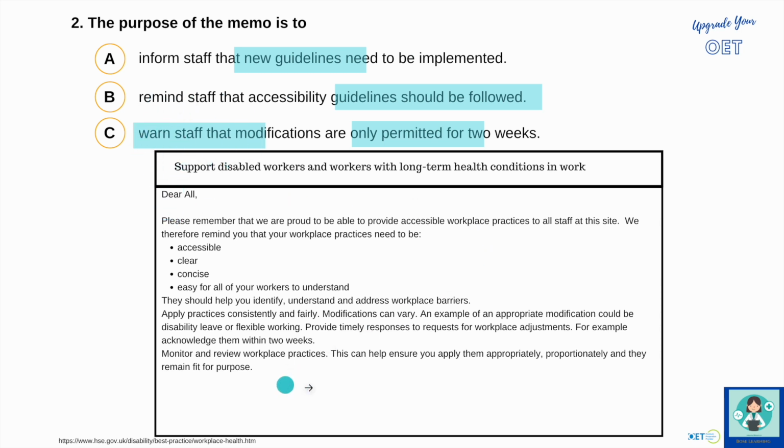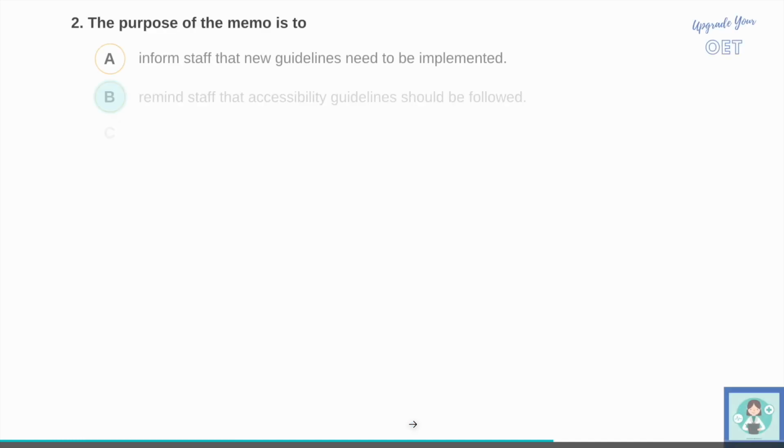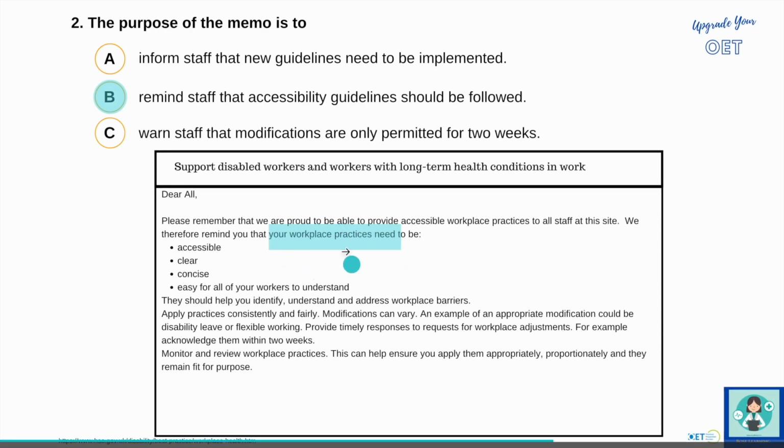So we read through it, and what we find is that it's here. Please remember that we are proud to be able to provide accessible workplace practices to all staff. We therefore remind you that your workplace practices need to be. So this is a kind of gist question. It's just a reminder about existing guidelines, nothing about new ones. And yes, they mentioned 2 weeks, but nothing that they are only permitted for 2 weeks. Actually, what they're talking about here is something very different instead.